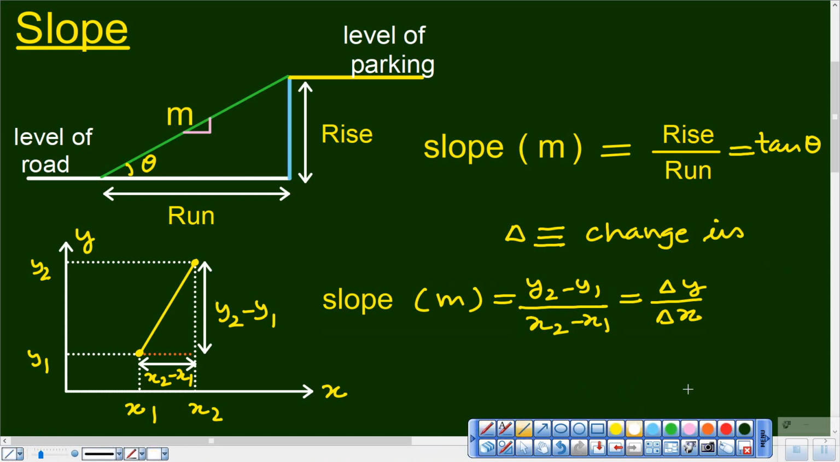We can also infer the slope in a slightly different manner. If I produce this line to meet the x-axis, and let's say this line makes angle theta with the positive x-axis, then corresponding angles are equal. That's why this angle will also be theta. So can you confirm that this is perpendicular upon base, delta y upon delta x? That's why again the slope can be written as tan theta. So this is the concept of slope.